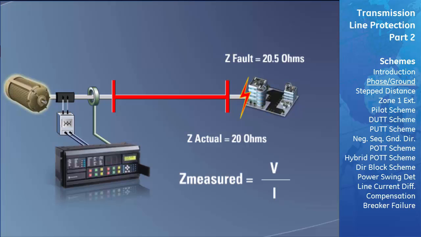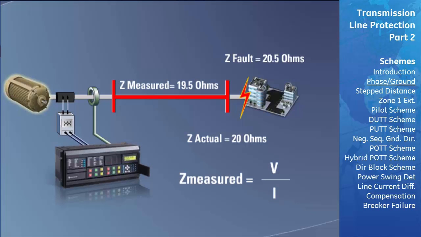Due to the inaccuracies in the CTs and VTs along with some transient effects, the relay may measure the impedance to the fault to be less than it actually is, and see the fault as being on the transmission line it is protecting. This would cause the relay to trip the circuit breaker and shut down this transmission line when it did not need to.